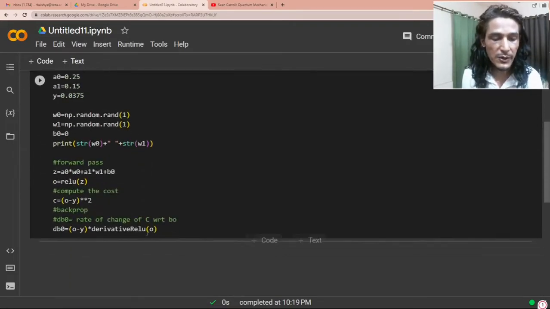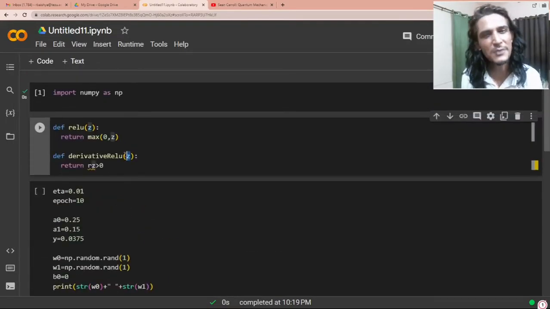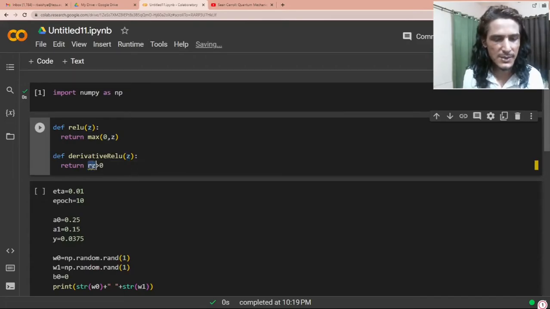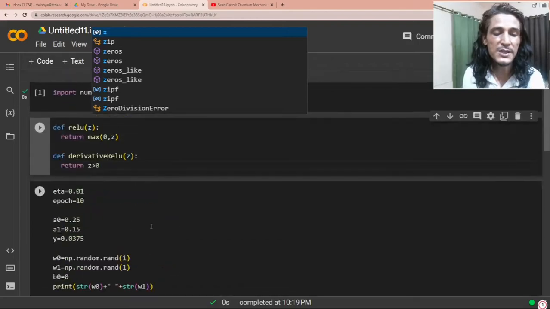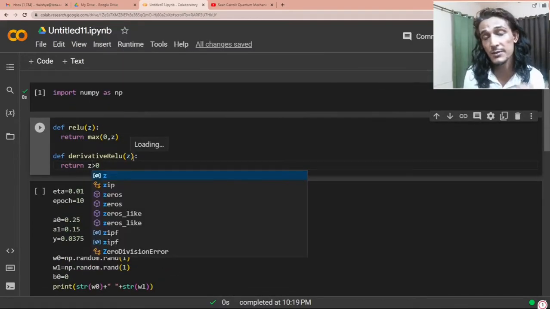So if we are passing O from here, let this variable be g itself, but what we want now is: if g is greater than 0, that is, if whatever this O is coming is greater than 0, it means the rate of change is 1, otherwise the rate of change is 0.